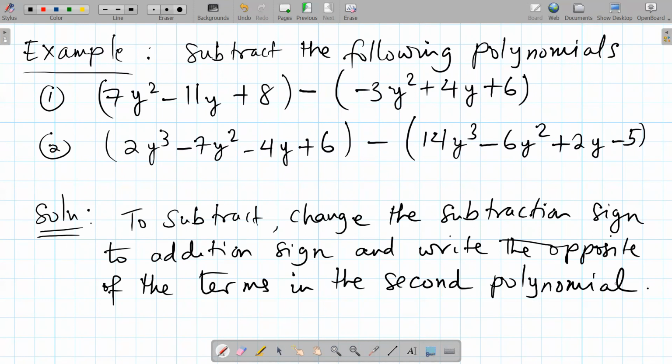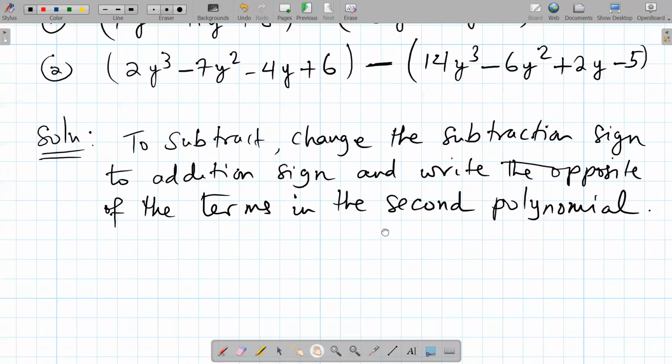So you are dealing with a subtraction of two polynomials. You want to change the subtraction sign. When I talk about subtraction, this one here or that one here, you want to change the sign from subtraction to addition. And once you change it to addition, you're going to change the sign of every term here. That is what I mean by opposite. So change the sign of every term here once you change the subtraction to addition, and then you can go ahead.